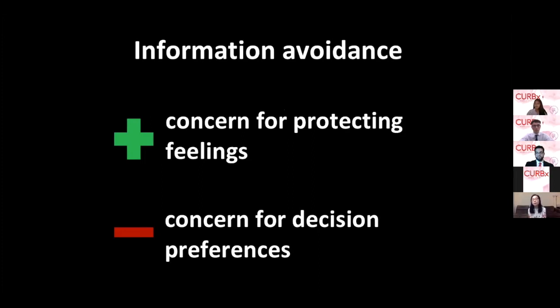information avoidance, we controlled for these two types of motives and looked at the association between information avoidance and age, and we still found that age was not a significant predictor of information avoidance.